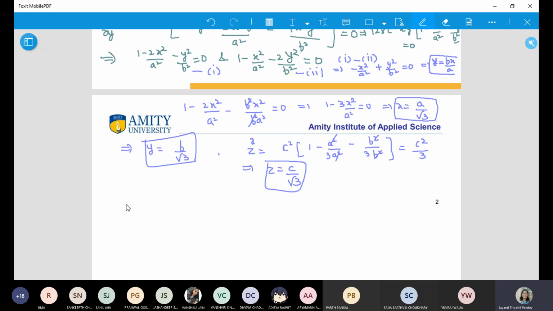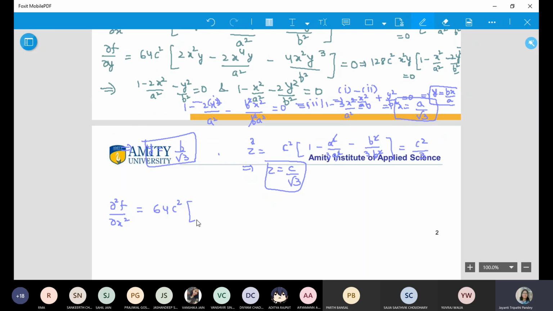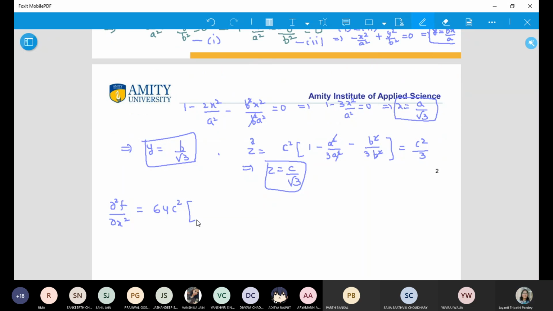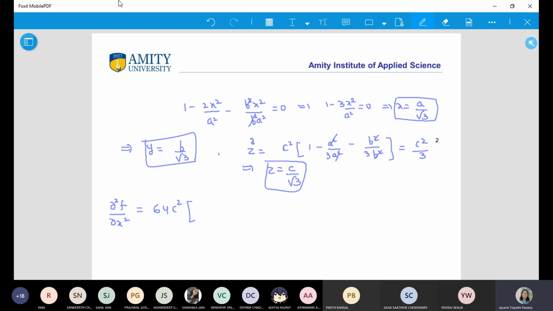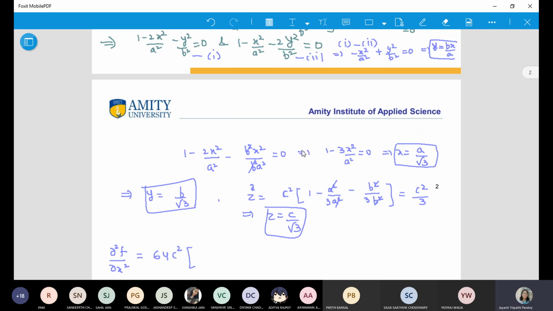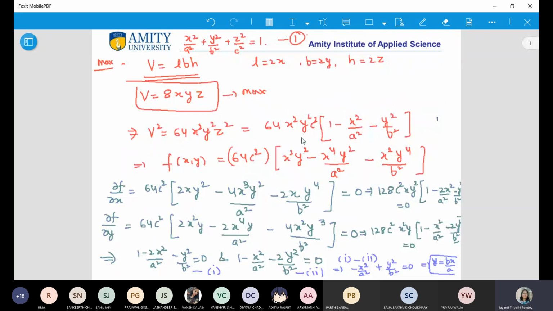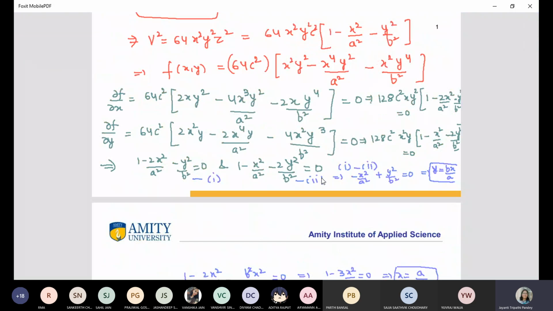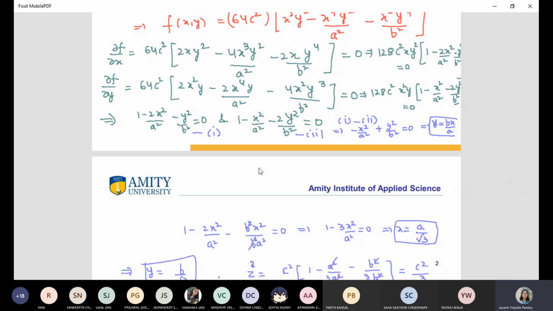Now we need to find r, s and t at these points. So let's try and find out. del 2f upon del x square. I'm differentiating, just check. 64c square. Just a minute, see the function. This is the first derivative. So differentiate the first derivative.